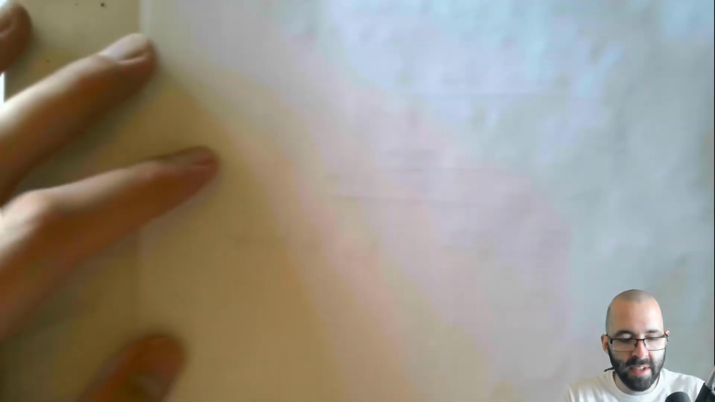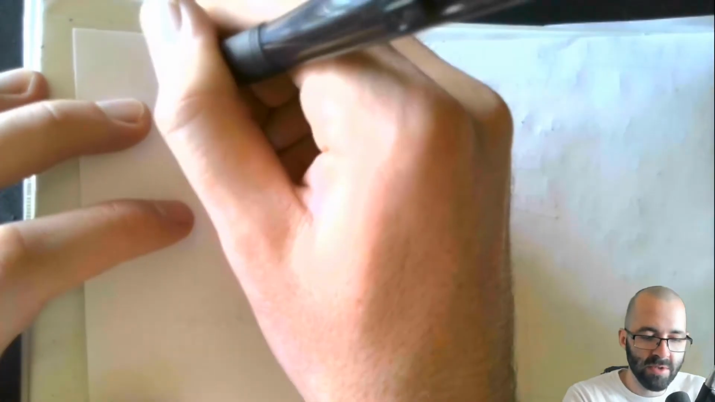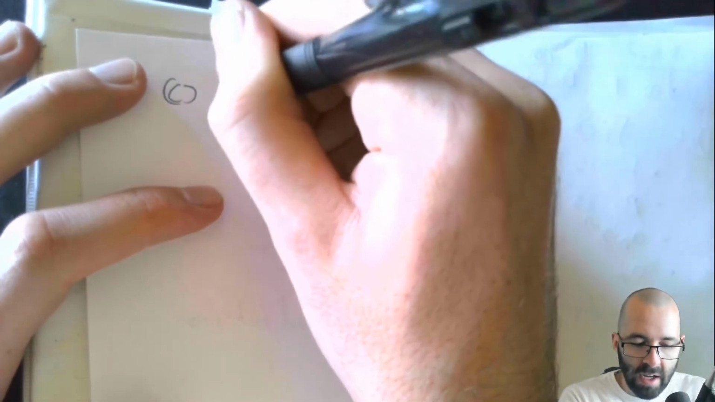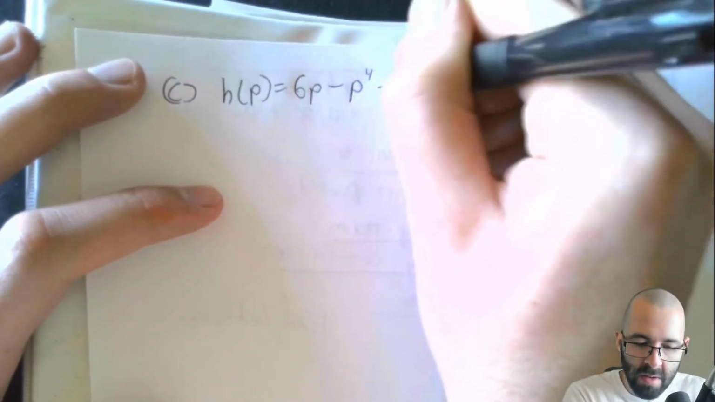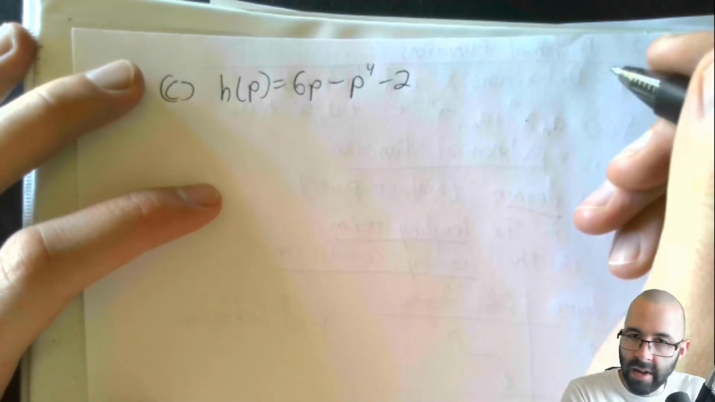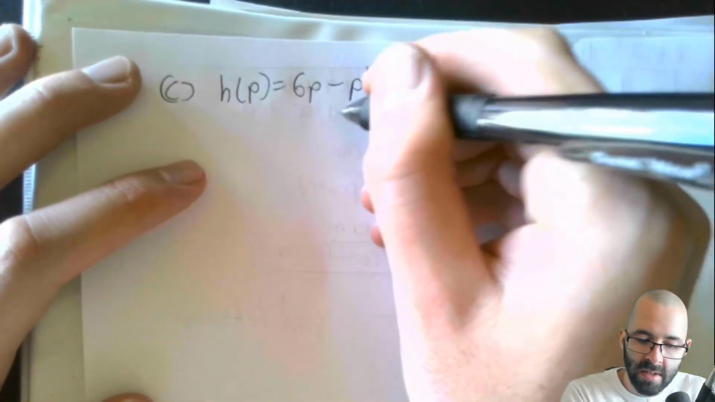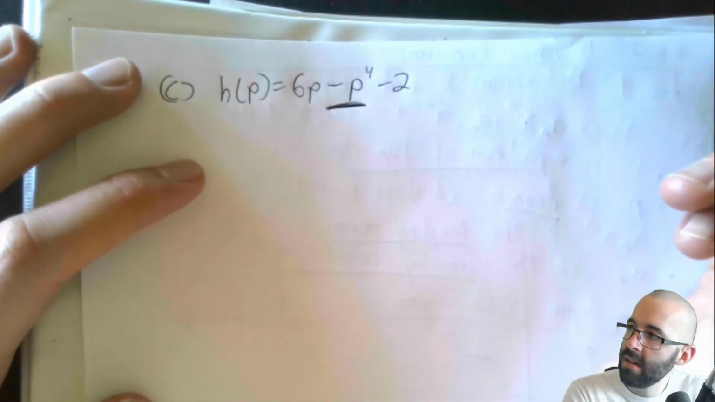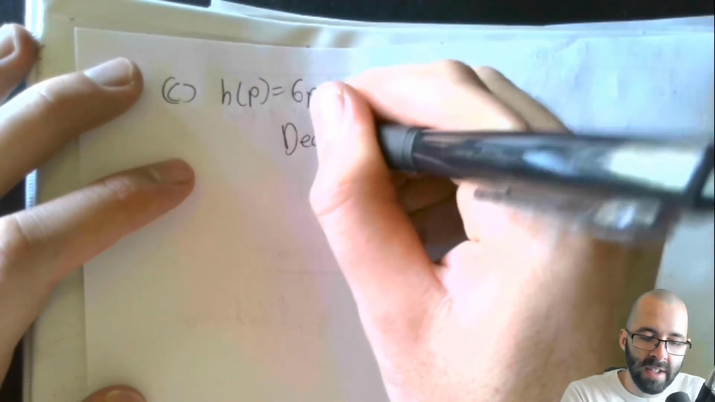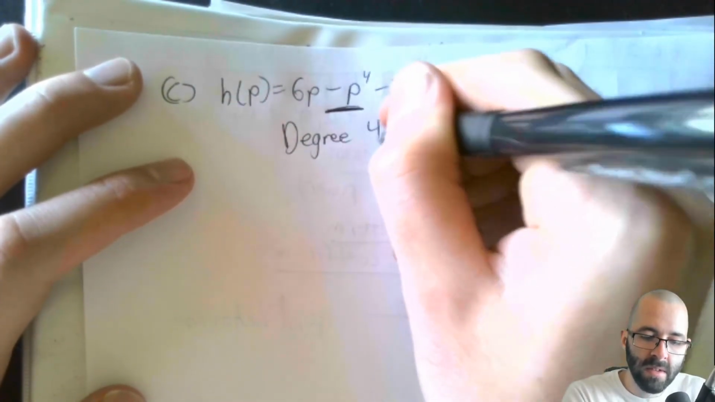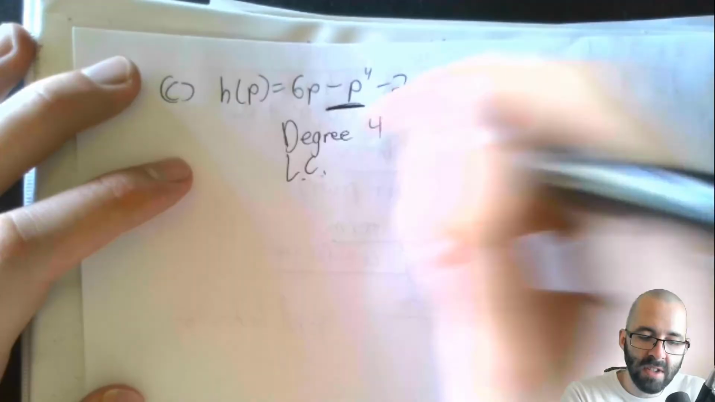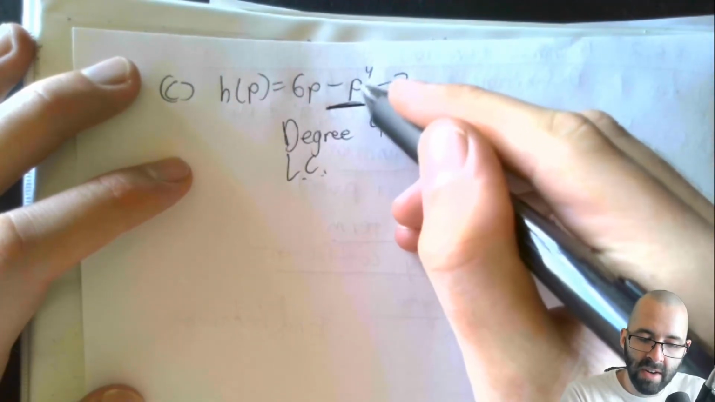All right, let's do 2 more of these to really just drive the point home. h of p is equal to 6p minus p to the 4th minus 2. This is not in general form. The biggest exponent of our variable is over here. Our degree is that biggest exponent. That's 4.